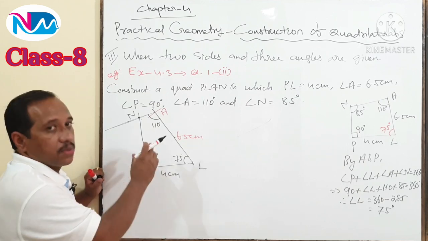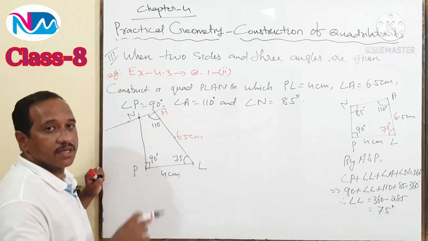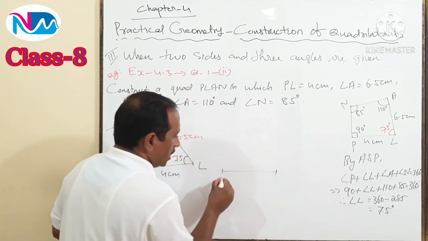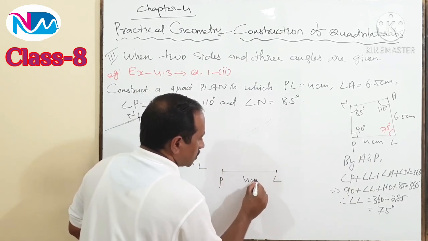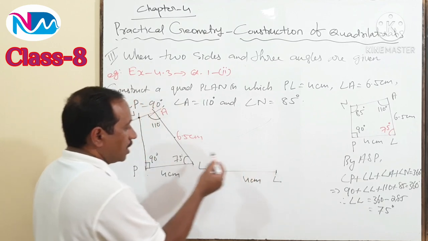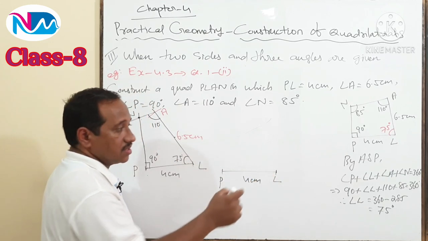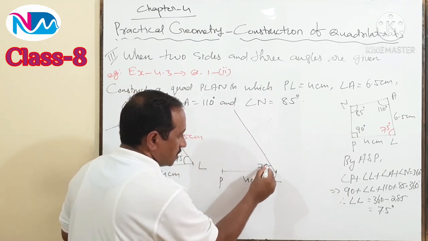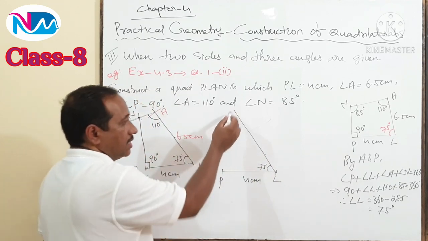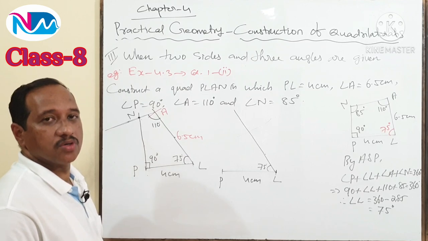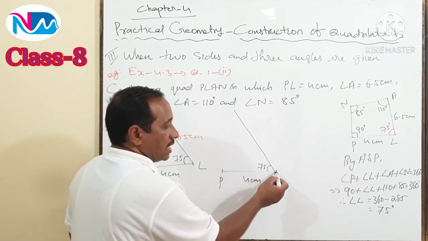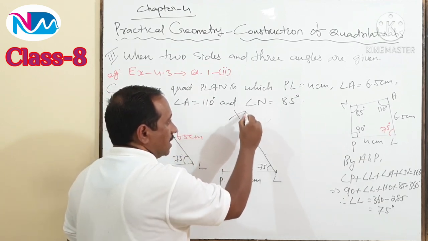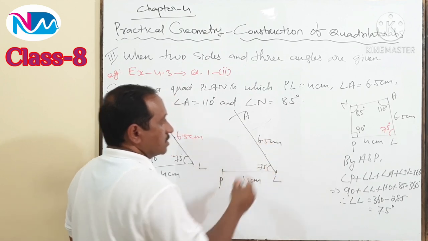My dear students, the shape of the quadrilateral may be different from what you are going to get in your notebook. Once again, I repeat. Draw a line segment PL of 4 cm. At L, draw an angle of 75 degrees with the protractor. This is 75 degrees. Now mark A, that is LA is equal to 6.5 centimeter. For that, with L as center and 6.5 centimeter as radius, cut an arc. This is A, 6.5 centimeter.